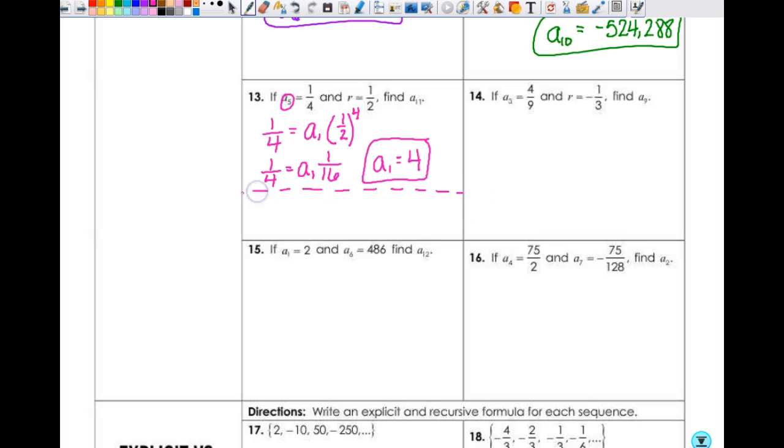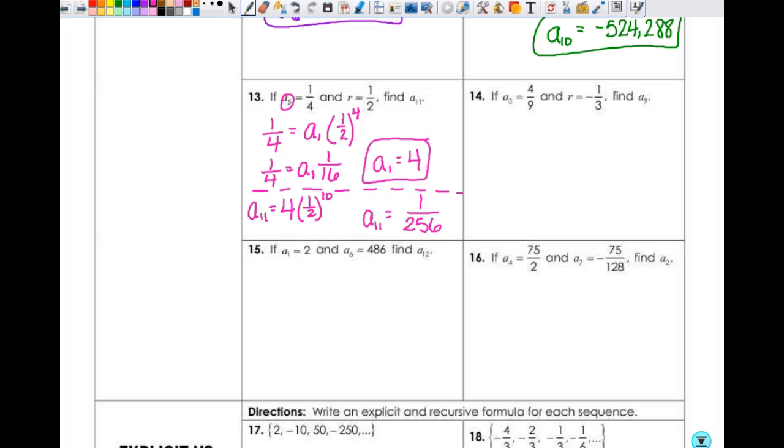Okay. So then I find A11, that's equal to A1, which is 4, times R, which is 1/2, to the n minus 1 power, which is 10. Now this one, I just put all that in my calculator if I were you. No skipping. One over 256, good. All right. So you got the hang of those, right?